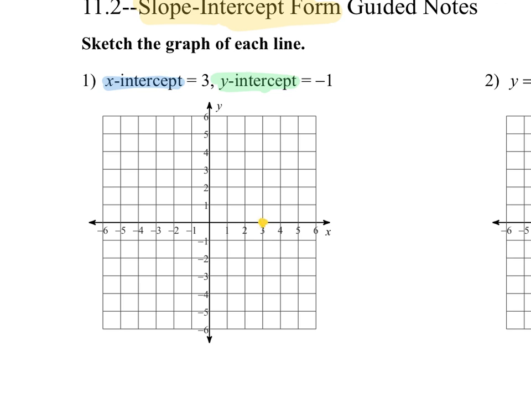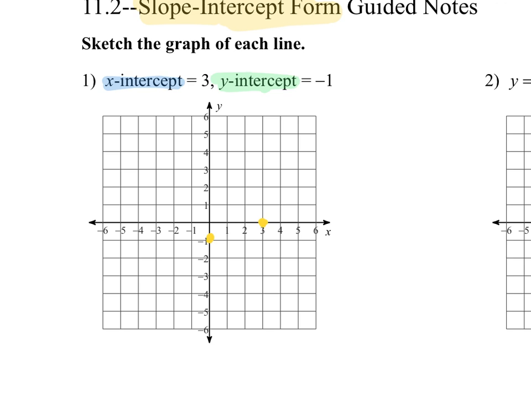Everybody okay with why my dot goes there? X-axis is horizontal. It goes left and right. The y-intercept is at -1. So I want to put a dot at -1 where the graph is going up and down. Okay? Now, here's as simple as it is. To get the last few things, all you've got to do is connect those dots.